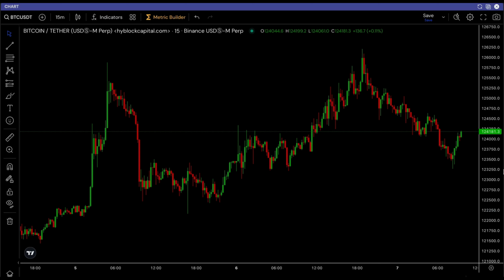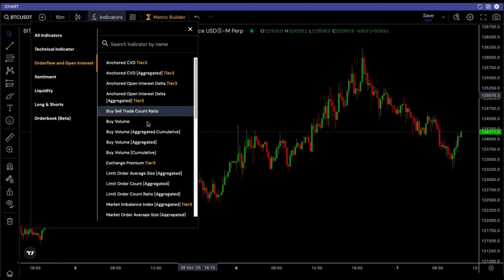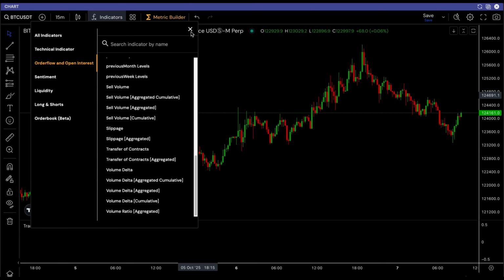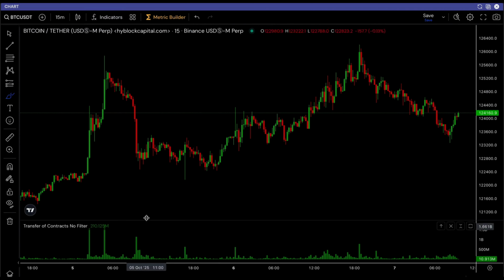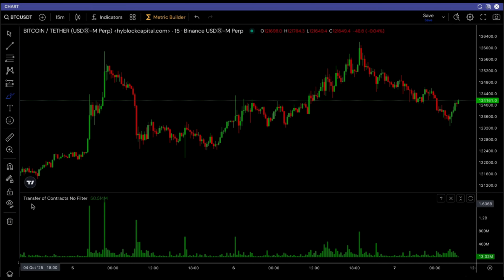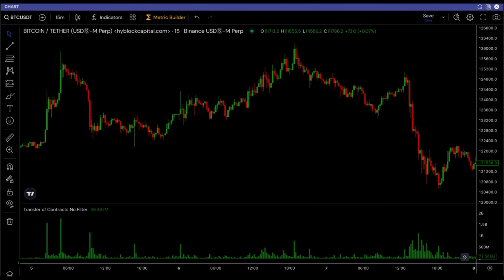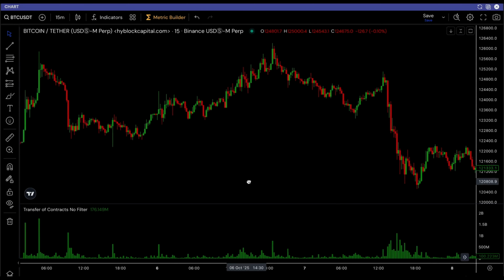Now, let's move on to our second indicator, transfer of contracts. You'll find it in the same order flow and open interest section, just a bit further down. This indicator compares volume against open interest changes. It highlights when trading activity is simply a transfer between participants, without increasing or decreasing overall open interest. Let's illustrate this concept with an example.